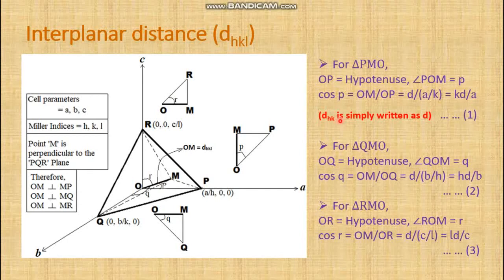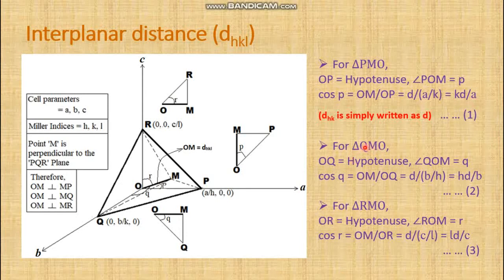Now for our convenience, DHKL is simply written as D. Here an L should be added. DHKL should be simply written as D. That means next time we shall write just D, or here also we have written D, but this D is actually DHKL. Thus we have got equation number 1. So what is equation number 1? Equation number 1 is cos P equals KD by A.